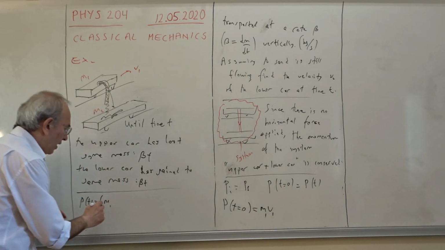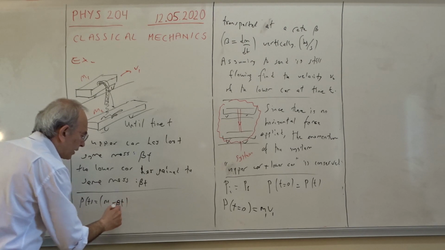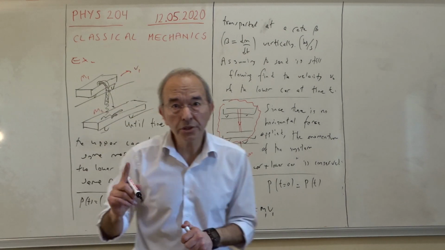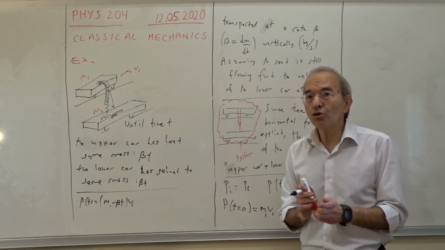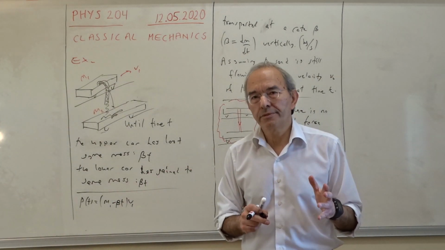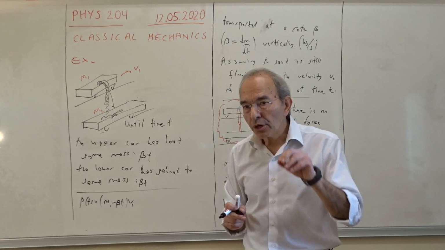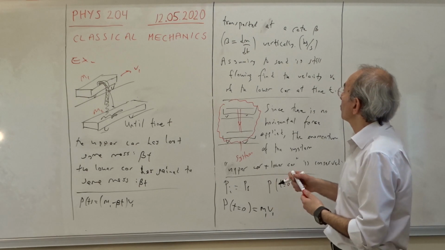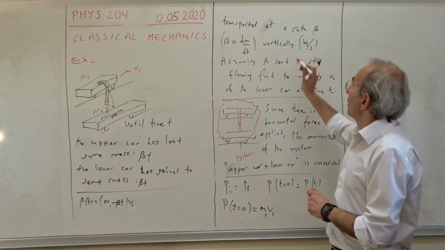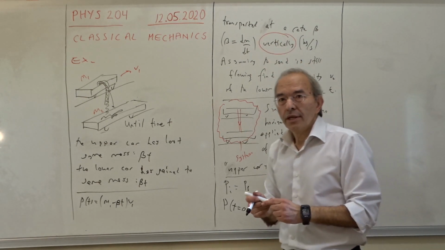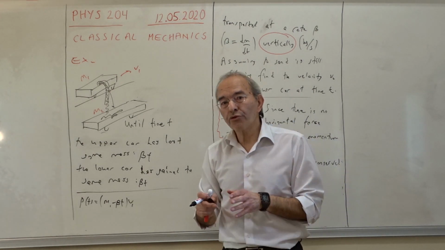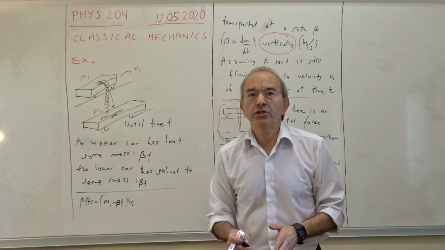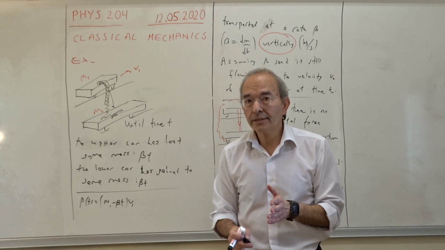So total momentum at time t will be: the upper car has a mass now less than m1 by this much, m1 minus beta times t, but it is still moving at velocity v1. This is a critical point. The upper car does not lose or gain speed because the sand is flowing vertically down. Here is the critical word: vertical. The sand is not thrown at a certain angle other than the vertical direction.